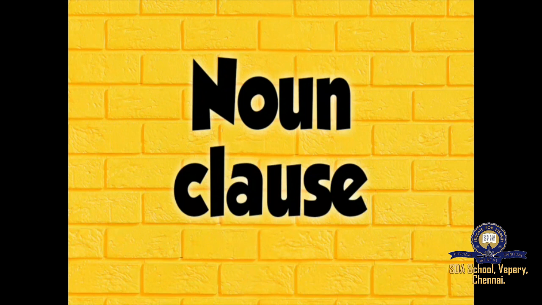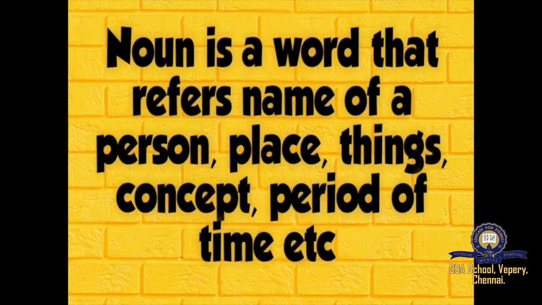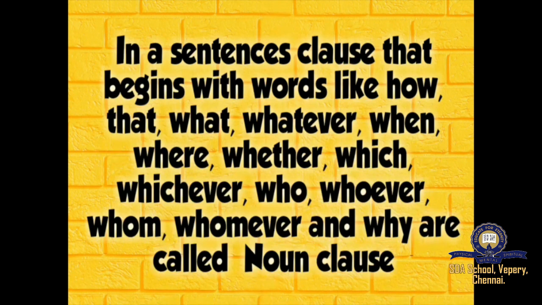Before we see the noun clause, first let's see what a noun is. I know you are all thorough with parts of speech. Still, let's brush up. A noun is a word that refers to the name of a person, place, thing, concept, period of time, etc. Now let's see what a noun clause is. In a sentence, a clause that begins with words like how, that, what, whatever, when, where, whether, which, whichever, who, whoever, whom, whomever and why is called a noun clause.